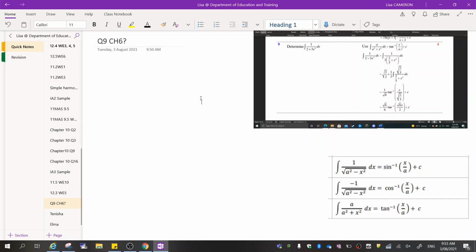Question 9, I'm pretty sure this is chapter 6. Okay, so we're asked to determine the integral of this equation here. So what we're going to do first is try and link it with which one of these it's going to turn into.